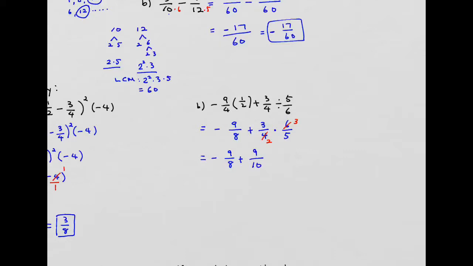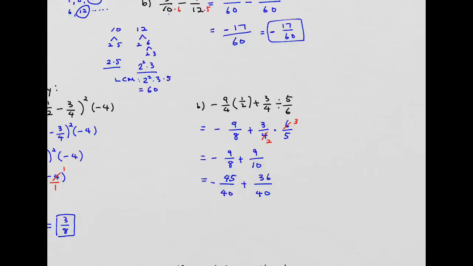Now I do the addition. Again, in order to do addition, I need to get the same denominator. And the common denominator of 8 and 10 is 40. So it will be 40. So for 8 to become 40, I need to multiply by 5. 5 times 9 is 45. For 10 to become 40, I need to multiply by 4. 4 times 9, 36.